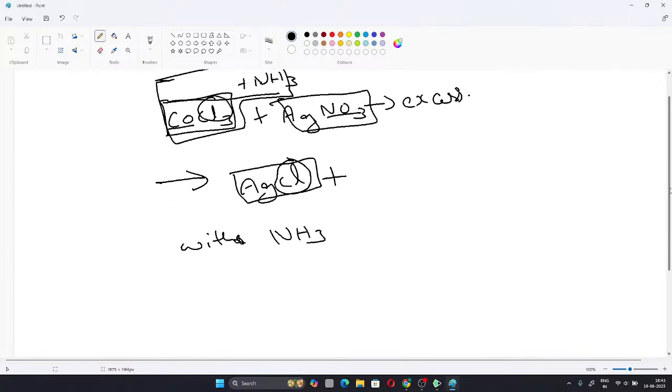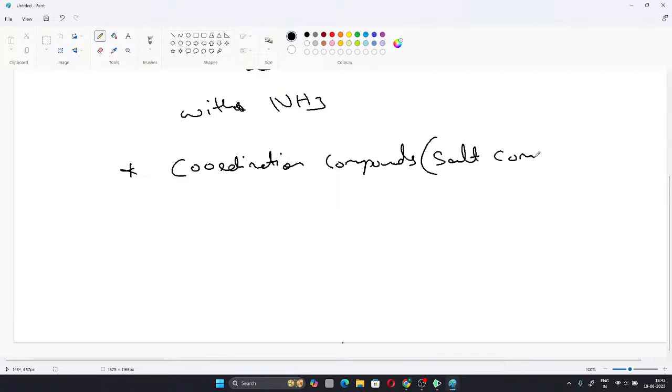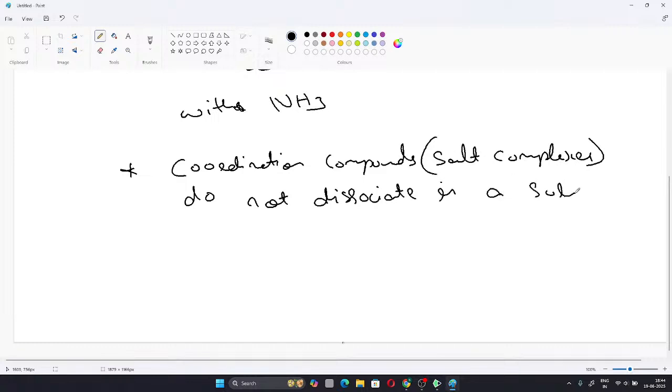They are basically describing a property of complexes or coordination compounds. Coordination compounds, salt complexes, do not dissociate in a solution. Another way of saying this is they do not lose their identity.